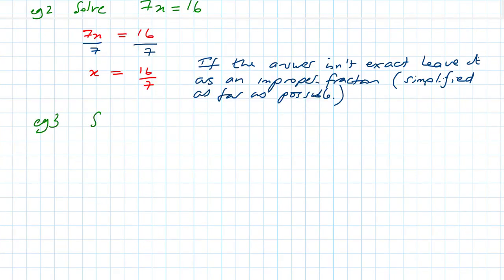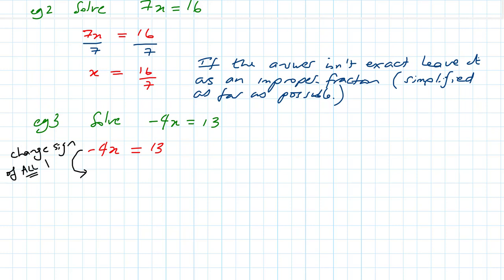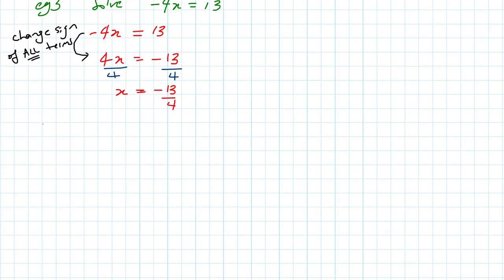Example 3. So this time we're going to introduce negative values into this. So negative 4x equals 13. Now the trick here, to make this as easy as possible, write out the question, and I would recommend you change the signs. We always want the x's to be positive if we can. So by changing the signs, we change the sign in every term. So negative 4x equals 13 becomes 4x equals negative 13. Now we divide both sides by 4. And we get x equals negative 13 over 4. An improper fraction, I can't simplify it any further, so I'm going to leave it like that.